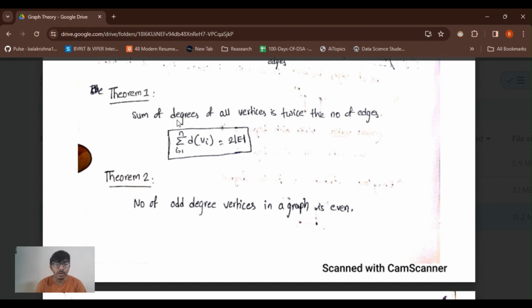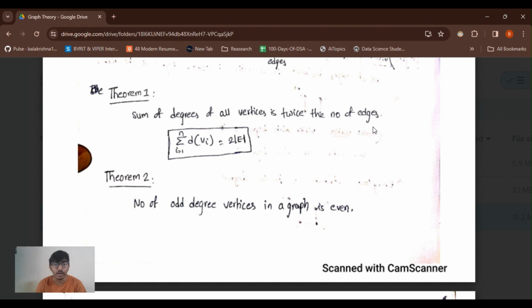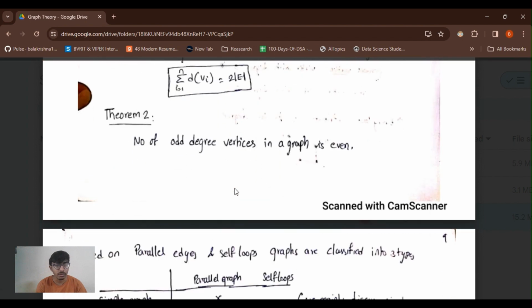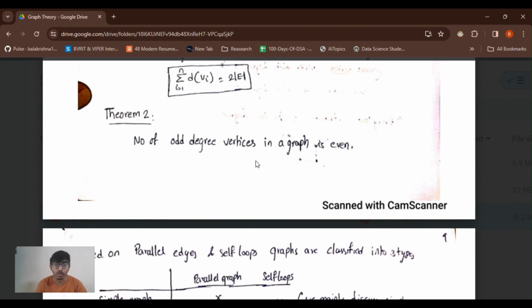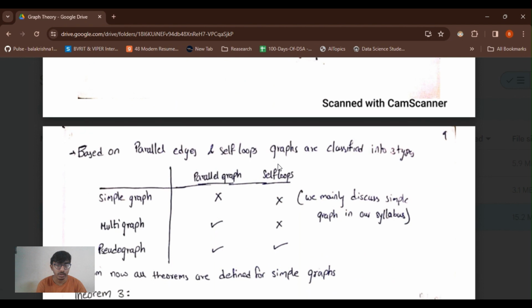So first of all, theorem 1. Sum of the degrees of all vertices is twice the number of edges. So this is one of the important theorems. So you have to remember this. Theorem 2, the number of odd degree vertices in a graph is even. So you also remember this point.